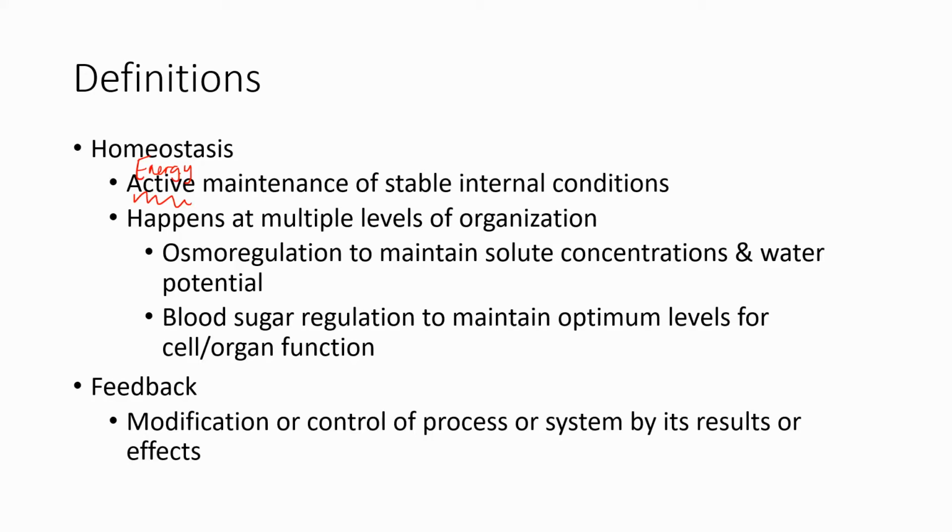This happens at multiple levels of organization, anywhere from osmoregulation within a single cell to maintain your solute concentrations and to keep the water potential at the right levels, to maintaining the proper amounts of blood sugar in an organism so that way their cells and organs are able to function. Feedback is when you modify or control something based on the results or its effects. So we're going to look at feedback loops and we're going to look at homeostasis today.